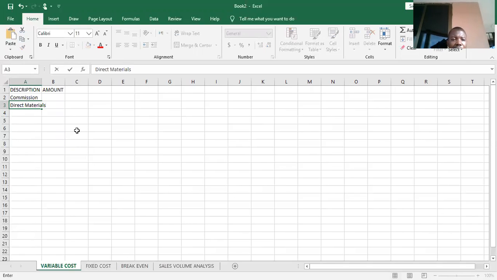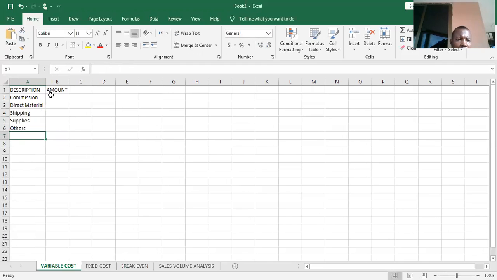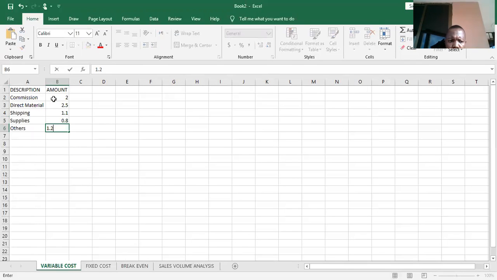All these are in per unit. Then we have shipping, supplies, and other variable costs. Now, their corresponding values. Commission per unit is 2.5. We have 1.1, 0.8, and 1.2. Okay.